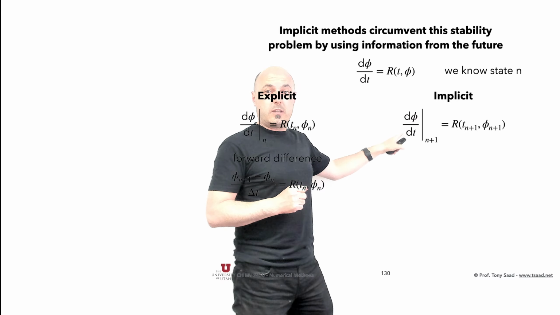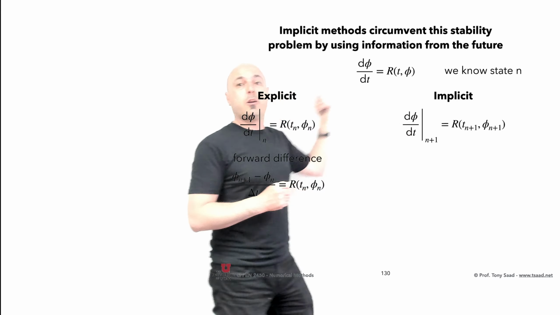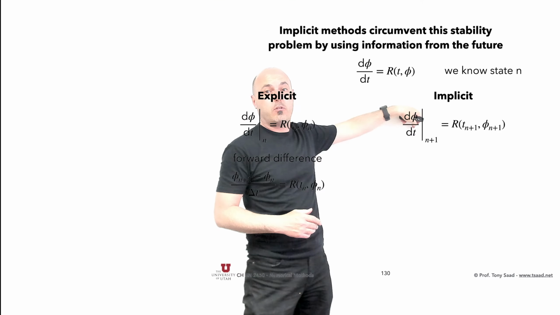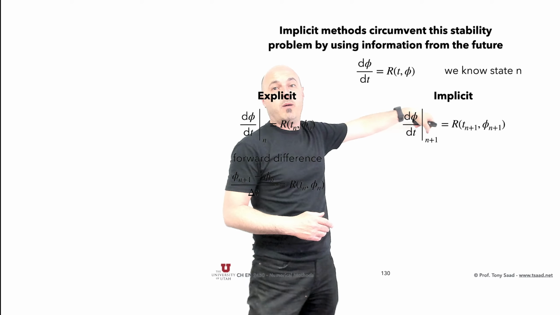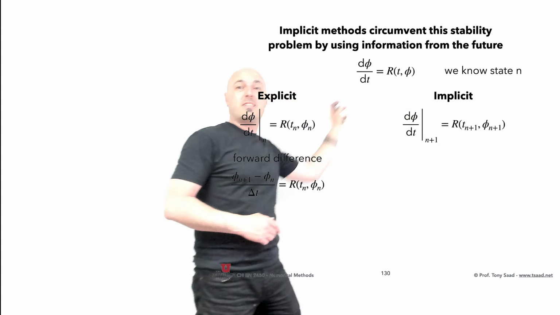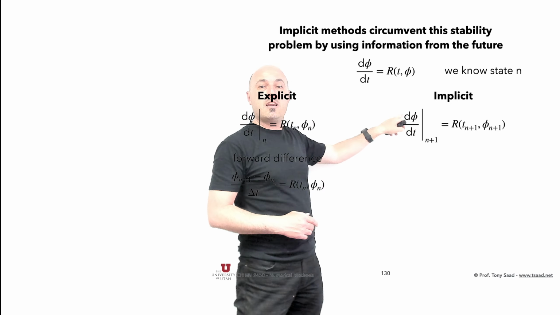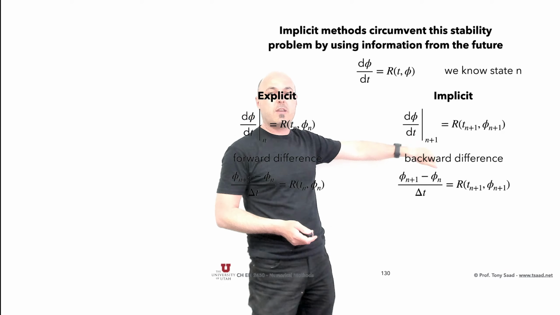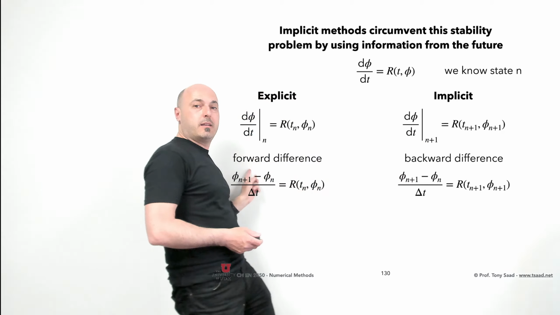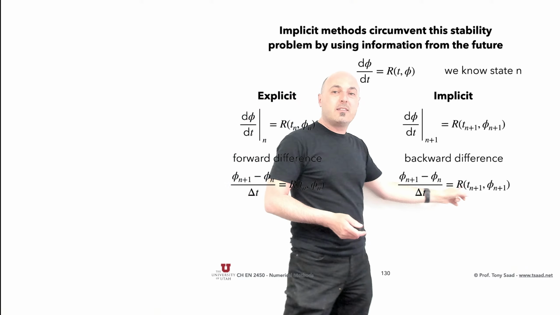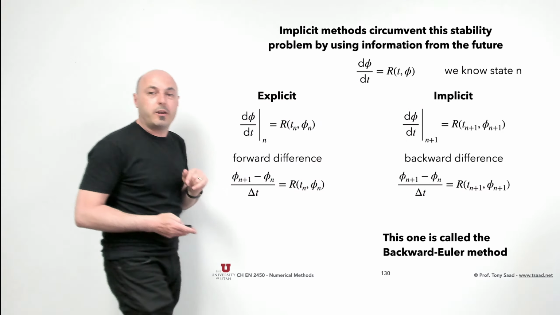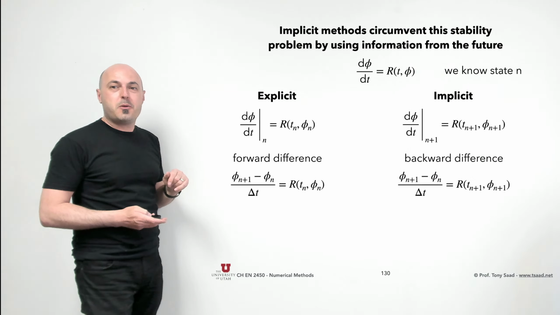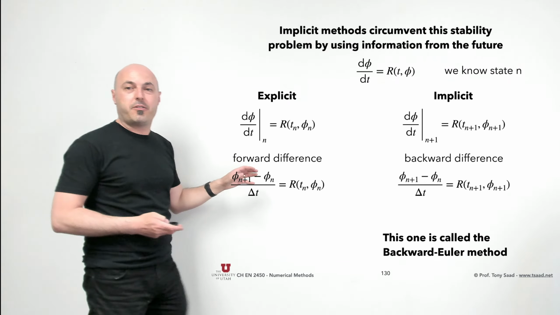Now, to discretize this, we need to relate this to something we know from the past. We can't do a forward Euler, because if we do a forward Euler over here, then we get phi n plus 2 minus phi n plus 1, and that brings us back to explicit. So over here, we really need to do a backward difference. If you do a backward difference, then you get phi n plus 1 minus phi n over delta t. It looks the same as this one, right? But the right-hand side, the rate of change, is evaluated at n plus 1. And this is called the backward Euler method, okay?